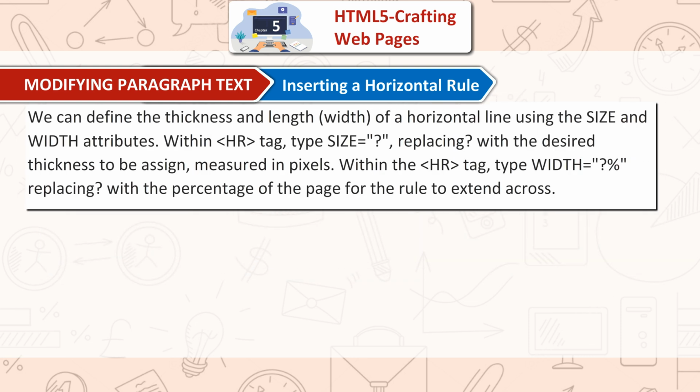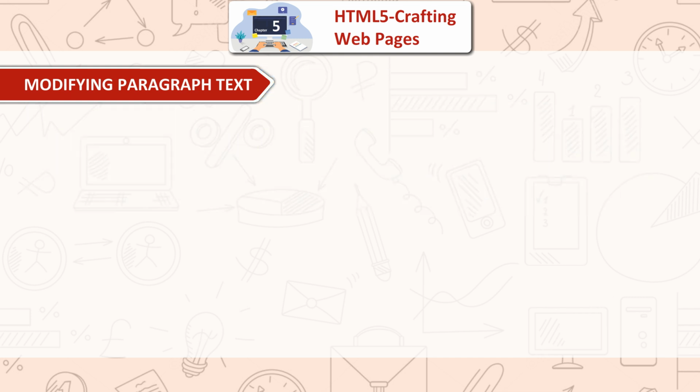We can define the thickness and width of a horizontal line using the size and width attributes. Within the HR tag, type size is equal to question mark, replacing the question mark with the desired thickness to be assigned, measured in pixels. Within the HR tag, type width is equal to question mark percent, replacing the question mark with the percentage of the page for the rule to extend across.